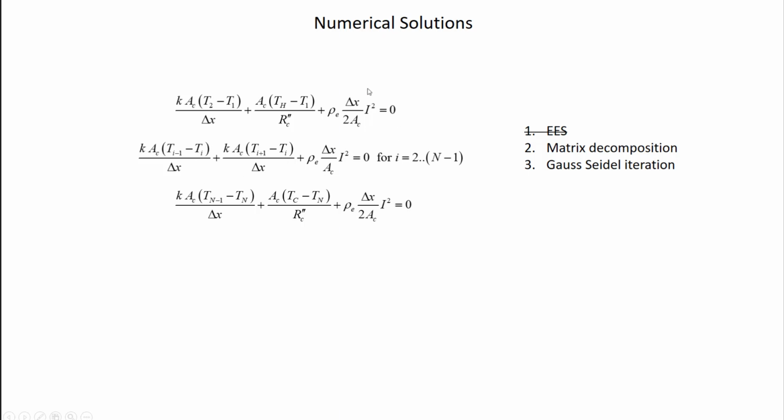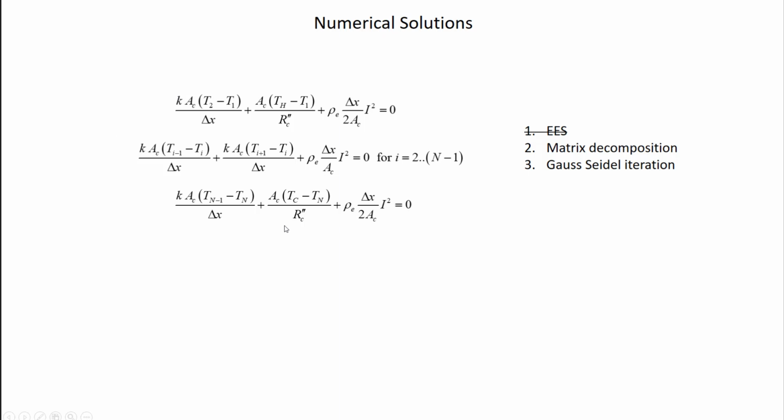We said that's a good way to go for small problems, but as the problems get larger and more complicated, probably EES is not your best tool of choice. So we're going to move towards some techniques that you can use in more formal compiled programming languages, and therefore will be able to deal with much larger problems more computationally efficiently, right? So let's talk today about the second technique, which is matrix decomposition, right?